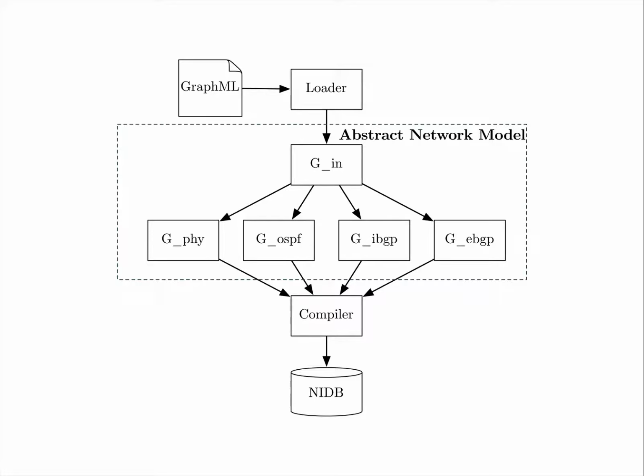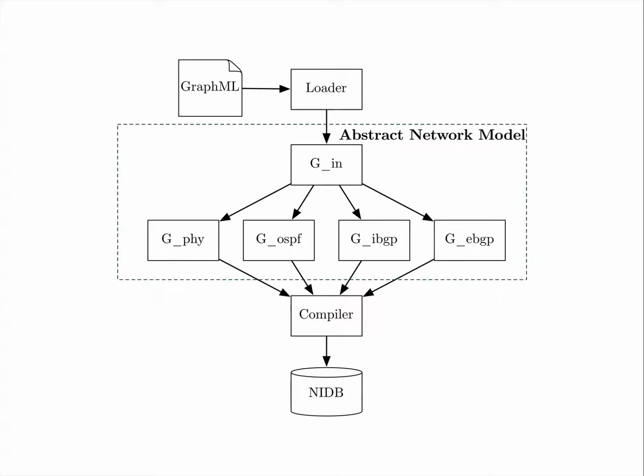The functions then create the various overlay topologies, again such as physical, OSPF, IBGP, EBGP, according to the user-defined design rules. The compiler takes these overlay graphs and maps them down to that resource graph, GR. These are then suitable to be pushed directly into device configuration templates.